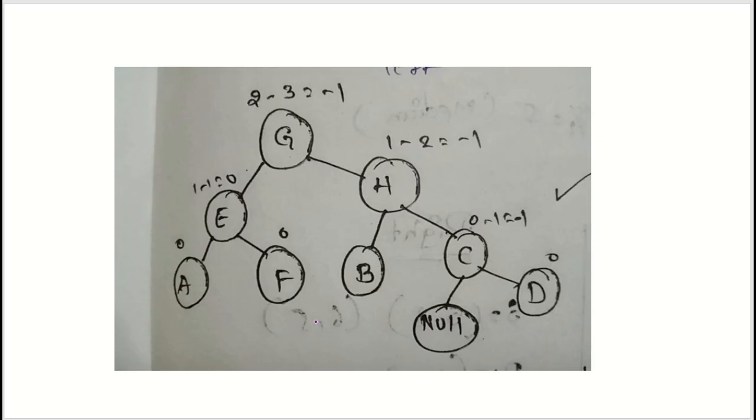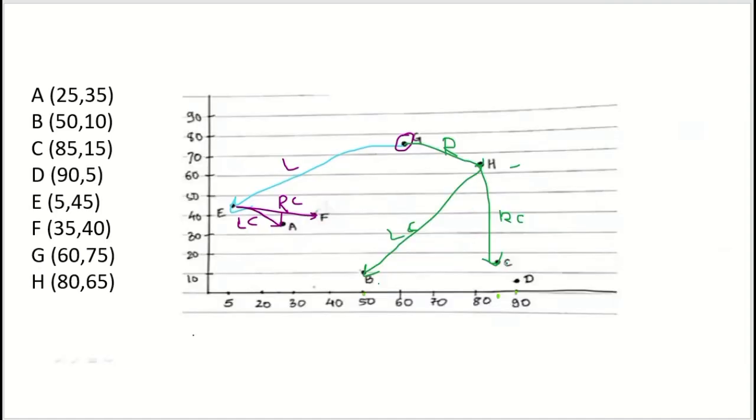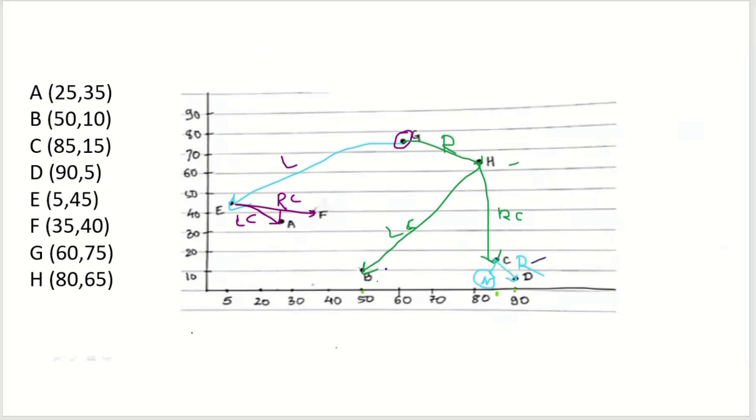So next, at last, just go with the graph, I will show you. So in the graph, D is the right child and N means it is null, because there the point is 90 comma 5. So for 85, 90 is greater than 85. So I am moving this 90 to the right side of the 85. So here just check here.